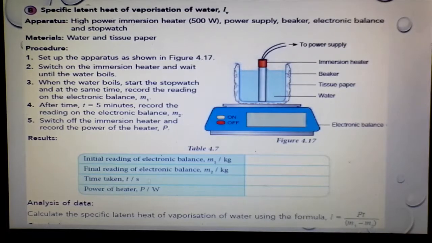So we record the initial reading of the electronic balance M1, the final reading of the electronic balance M2, the time taken T, and the power of the heater P. Then we can calculate the specific latent heat of vaporization using the formula L equals Pt divided by M1 minus M2. M1 minus M2 is the mass of the liquid that changed to steam.